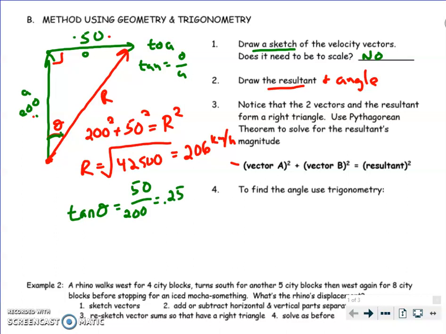So to find the angle, you take the inverse tangent. So tan negative 1 of 0.25. On your calculator, that would be second tan 0.25. And if you do that, you get 87.7 degrees. So this angle is 87.7 degrees.